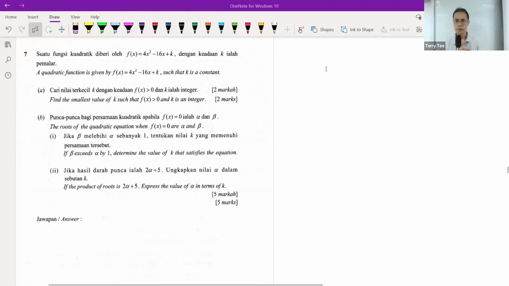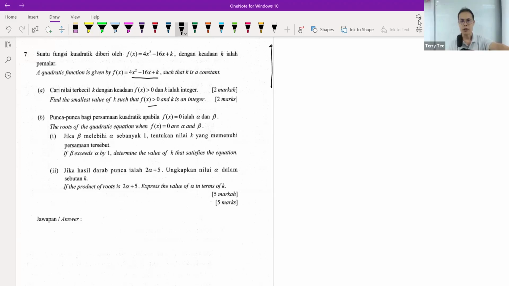Okay, question number 7. Here we have a chapter 2 quadratic function question from Form 4. You are given a quadratic function f(x) = 4x² − 16x + k, such that k is a constant. You're supposed to find the smallest value of k such that f(x) is greater than 0 and k is an integer.